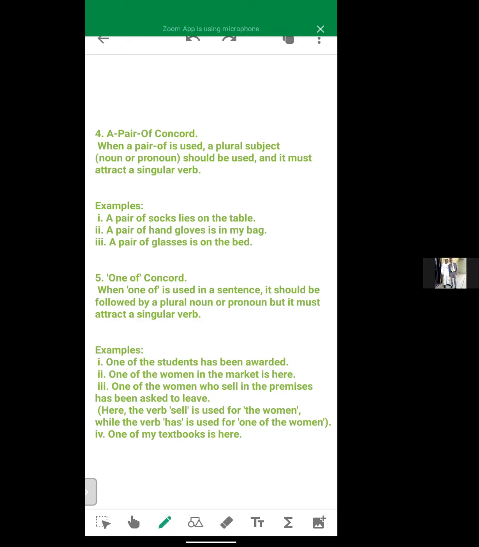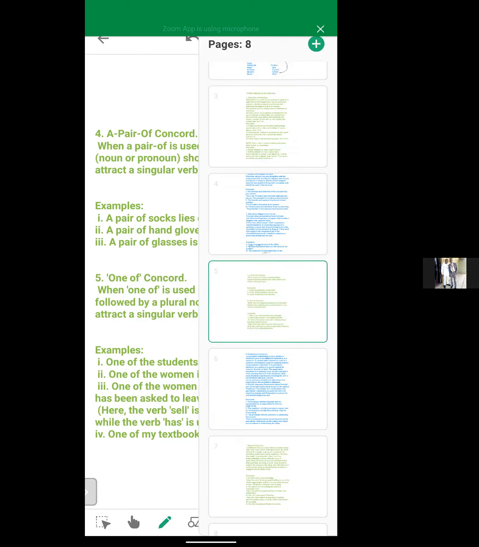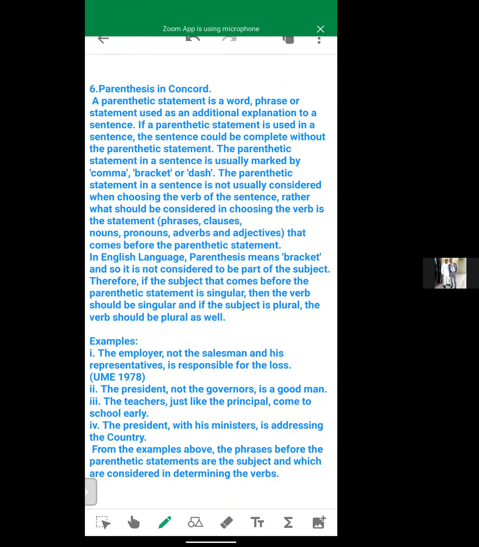All right, so let's go further. We are almost ending. So principle six, parentheses in concord. Parentheses in English language means brackets. And whatever you have in brackets in English language does not have significance in the sentence. So let's see how it works in concord now. A parenthetic statement is a word, phrase, or statement used as an additional explanation to a sentence. It is a parenthesis. If a parenthetic statement is used in a sentence, then the sentence could be complete without the parenthetic statement.